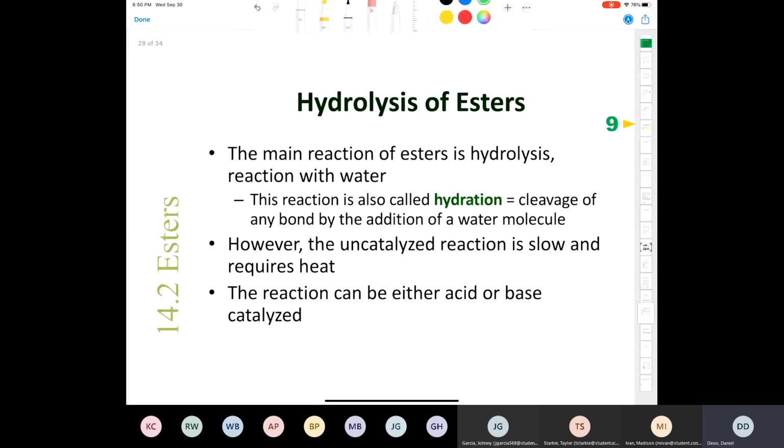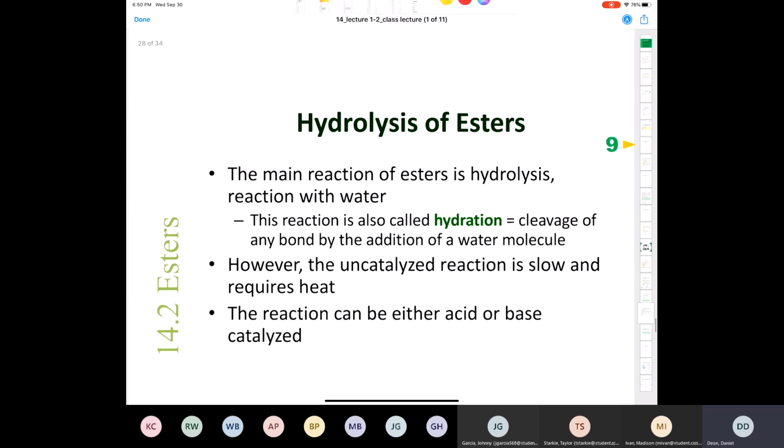All right, let's look at a different reaction here. Actually, 2 reactions, and these are really important reactions. I know we're getting late in the lecture here, but I want you to really try to bear with me because we're going to look at 2 ways to hydrolyze esters. The main reaction of esters is hydrolysis, or the reaction with water. What we're going to do is break the ester apart by treating it with water.